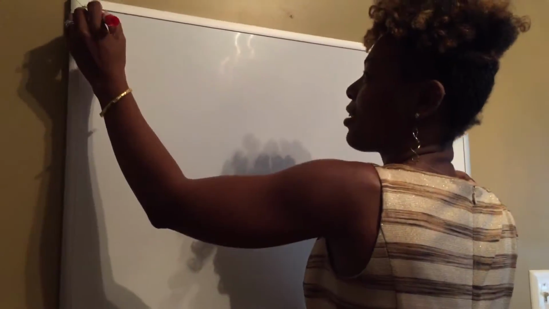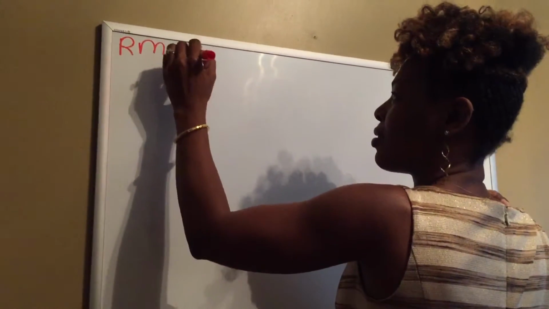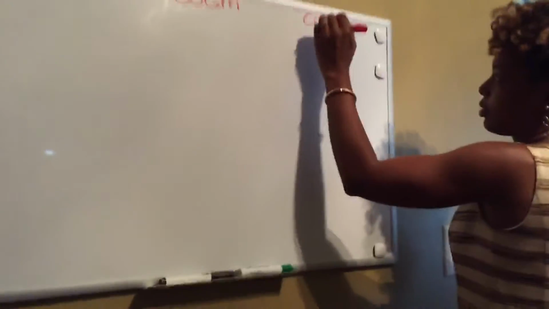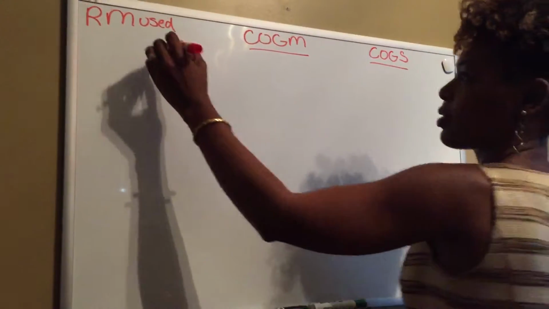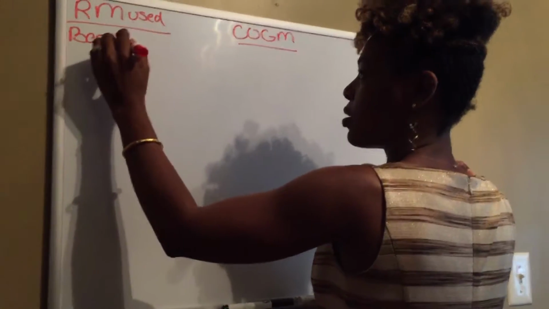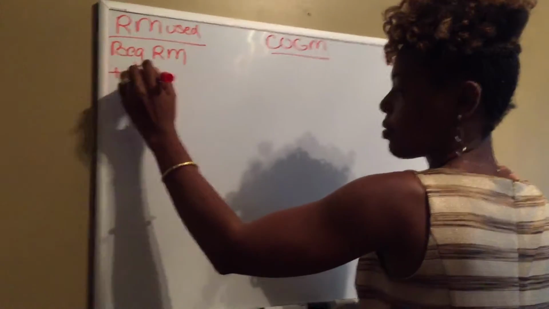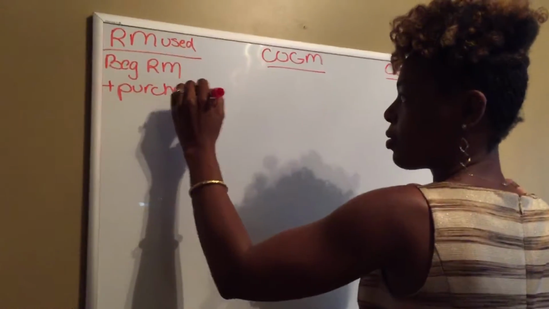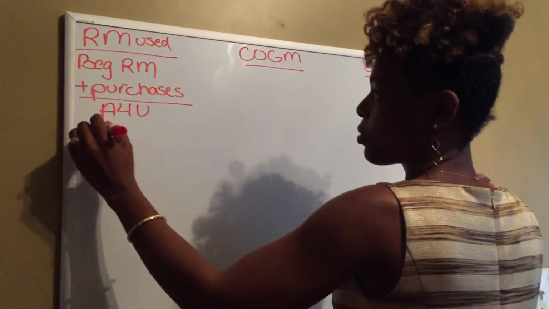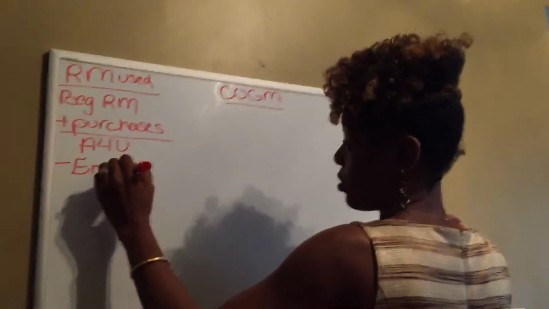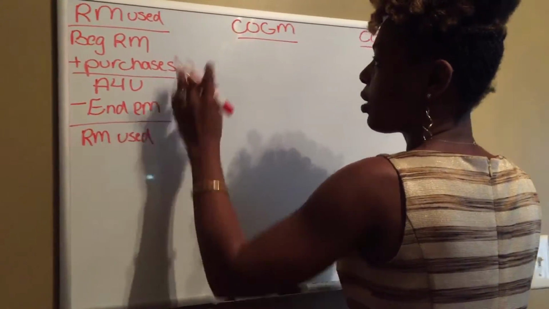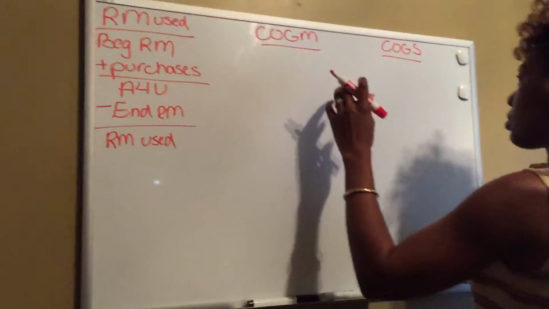So to calculate raw materials used, cost of goods manufactured, and cost of goods sold, we'll need the following formulas. For raw materials used, we'll start with beginning raw materials. We'll add in purchases, and this will be what's available for use. Then we'll subtract out ending raw materials, and that's going to give us raw materials used. I want to leave some space here because I'm going to fill in some of the homework problems.